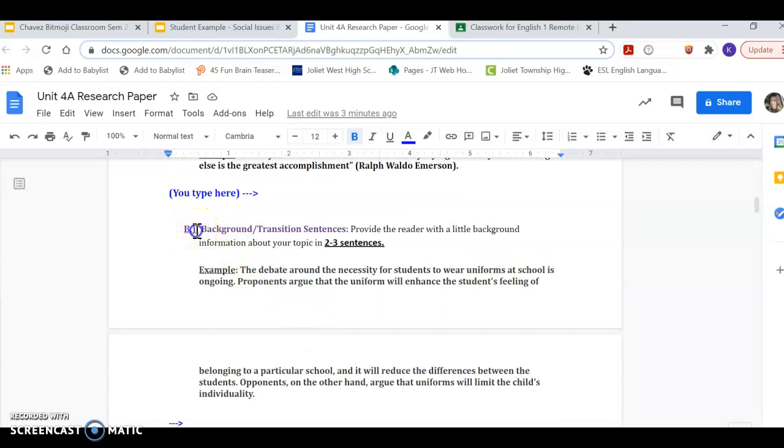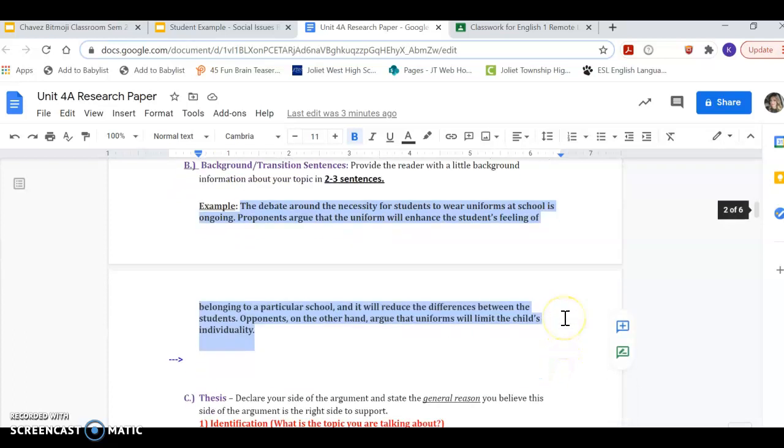Letter B is your background information, and this is where you're providing the reader with background about your topic, and this should be a minimum of 2 to 3 sentences. So you're not just providing background on your side of the argument, you're providing background on both sides. Here's my example, again using the example prompt of should students wear uniforms to school. The debate around the necessity for students to wear uniforms at school is ongoing. Proponents argue that uniforms will enhance the students' feeling of belonging to a particular school, and it will reduce the differences between the students. Opponents, on the other hand, argue that uniforms will limit the child's individuality.